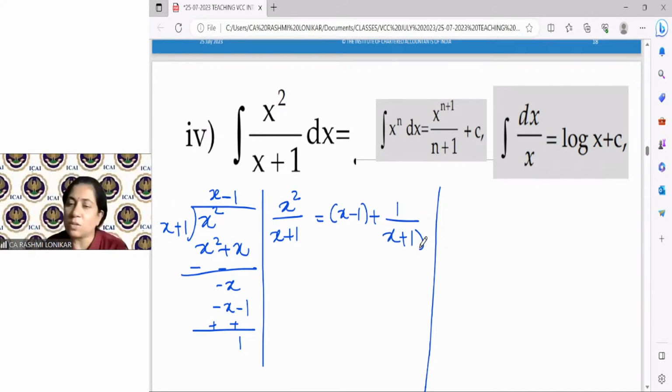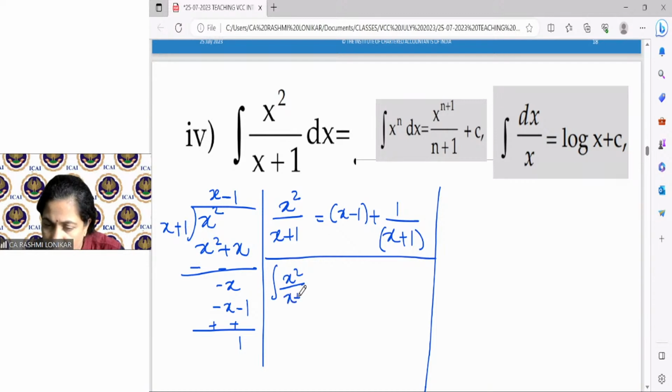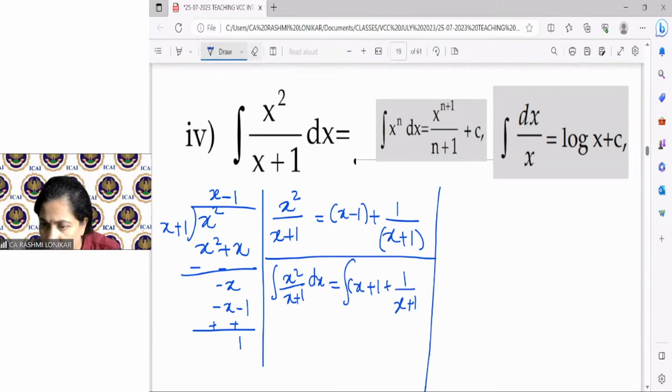Okay, why do we do this? Because the UV rule also you can apply, but it becomes a long one. Here, just by simply doing this, I can find the answer. Okay. Now, once I have got this, I will find the integral x square upon x plus 1 dx. This is equal to integral of x minus 1 plus 1 upon x plus 1 dx.